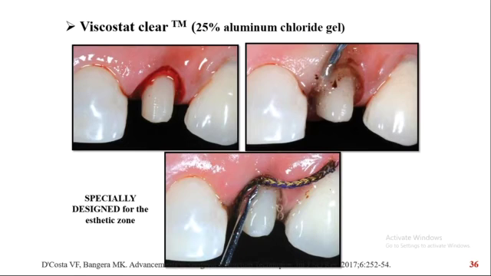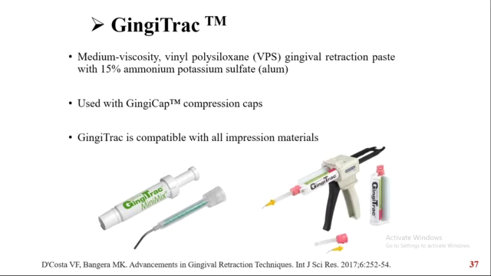the impression is made. Coming to Gingitrac. Gingitrac uses medium viscosity polyvinyl siloxane material impregnated with 15% aluminum potassium sulfate, that is alum.